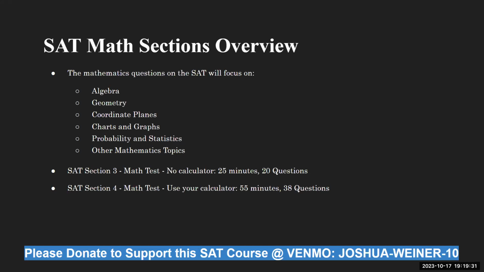In the current form, however, it is 58 questions. There are 20 questions in section 3, and you have 25 minutes to complete. And in section 4, there are 38 questions, and you have 55 minutes to complete. So it is a timed test. For section 4, you're allowed to use a graphing calculator. And I, of course, recommend the Texas Instruments 84 Plus CE.